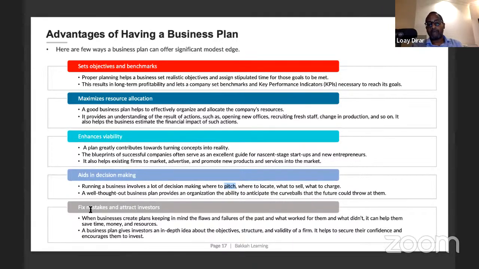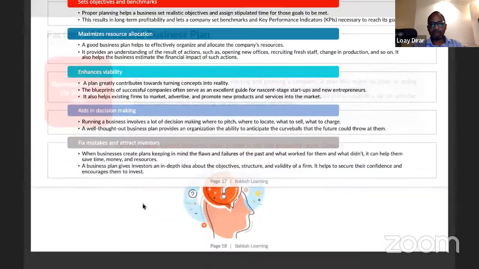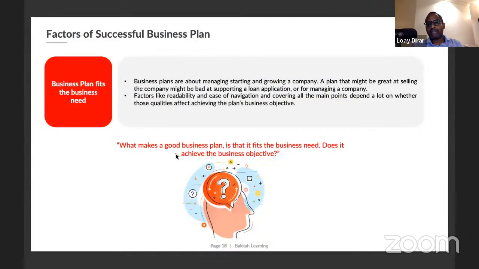And finally, fix mistakes and attract investors. And this is one of the core reasons for developing a business plan: to attract investors. Okay. Factors of a successful business plan. We're still in that area.